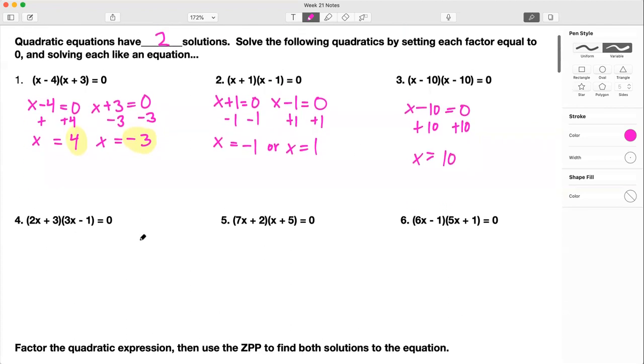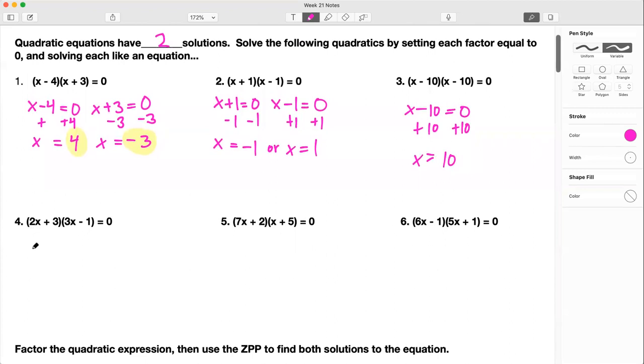Number 4, we're going to set both of these equal to 0. And this might take a little bit more time, but 2x plus 3, set that equal to 0. 3x minus 1, set that equal to 0. And now really what we have are two-step equations. Remember, we have to add or subtract the constant first, then we multiply or divide the coefficient. All right, so 2x equals negative 3. Divide by 2, x equals negative 3 halves.